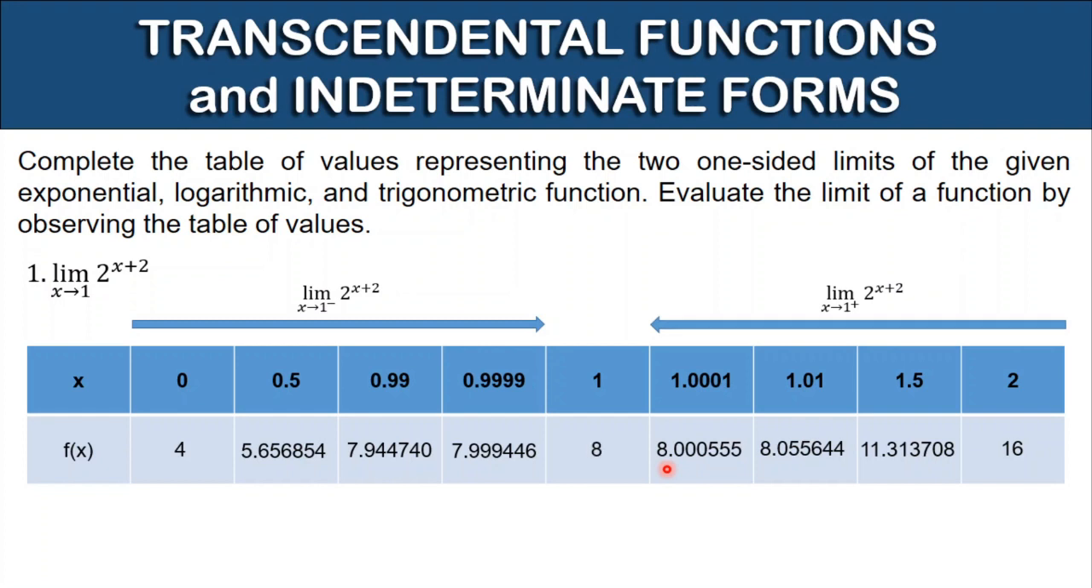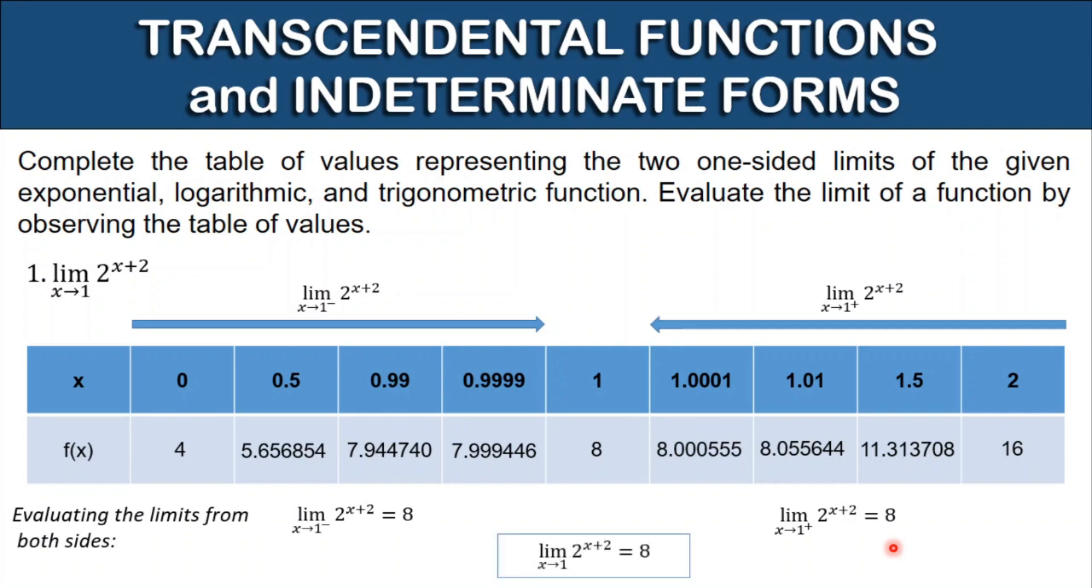And from the table of values, we can evaluate the one-sided limits. By evaluating the limits from both sides, the limit of 2 raised to x plus 2 as x approaches 1 from the left is equal to 8. Then, the limit of 2 raised to x plus 2 as x approaches 1 from the right is also equal to 8. Since the two one-sided limits are equal, our limit exists at 8.